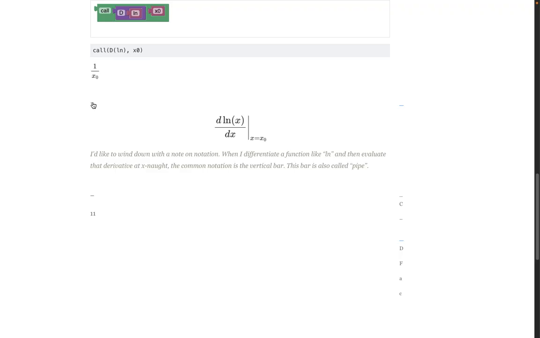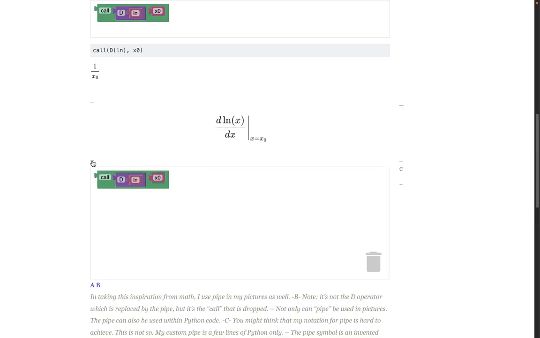I'd like to wind down with a note on notation. When I differentiate a function like ln and then evaluate that derivative at x0, the common notation is the vertical bar. This bar is also called pipe. In taking this inspiration from math, I use pipe in my pictures as well. Note, it's not the d operator which is replaced by the pipe, but it's the call that is dropped.